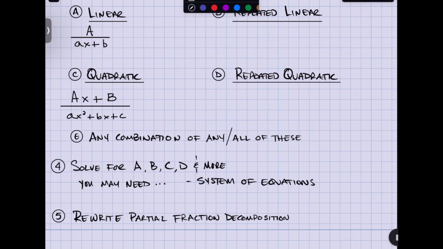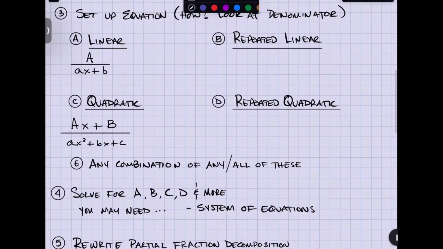Now, are we ever going to see others? So if you notice on the linear line, we have linear and then repeated linear. We have quadratic and then we have repeated quadratic. And what does that even mean? Okay?